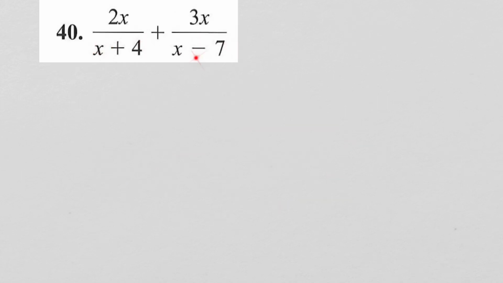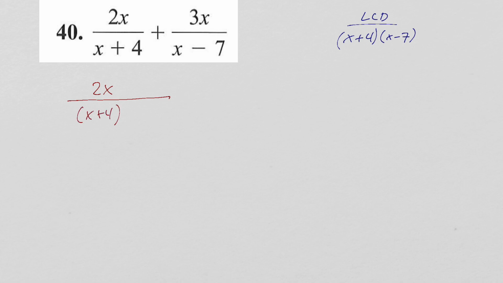Okay, this is an entirely different factor than this, so the LCD is just the product of those two. So on the first fraction, we have 2x over x plus 4, plus, on the second fraction, we have 3x over x minus 7. Now notice I left the spacing because I'm anticipating. In order to make this look like this, I have to multiply by x minus 7.